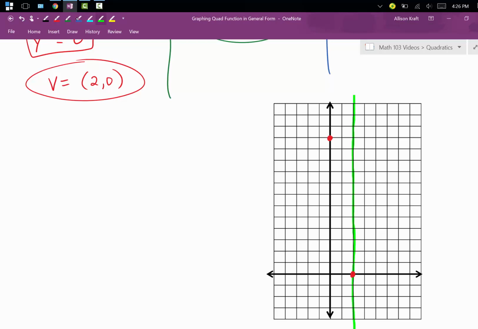Looking at our y-intercept and the axis of symmetry, we'll see that that y-intercept is 2 units to the left of the axis of symmetry. Therefore, there has to be another point right here, 2 units to the right of the axis of symmetry. This is our symmetry point, and it's the ordered pair 4, 12. Now we can draw in our parabola.